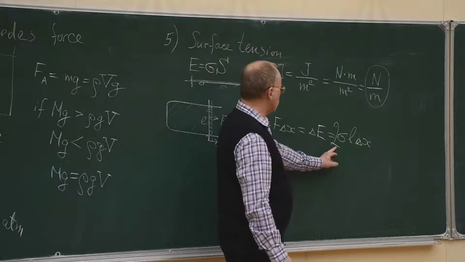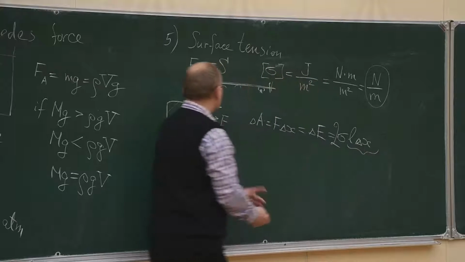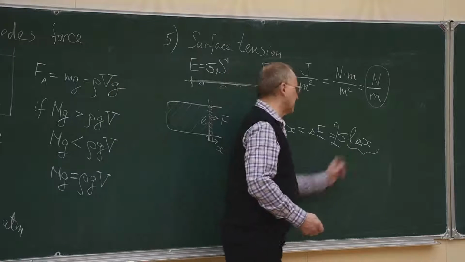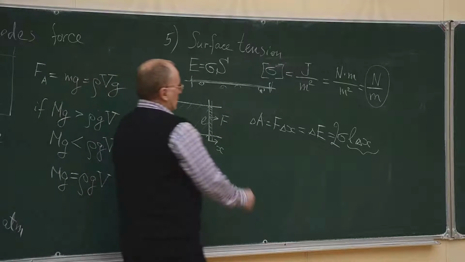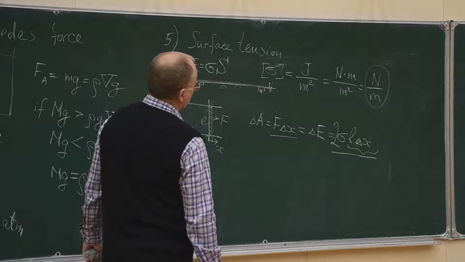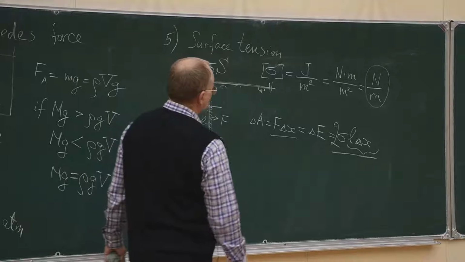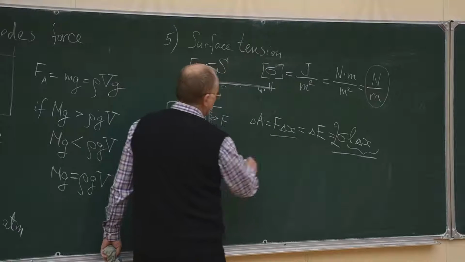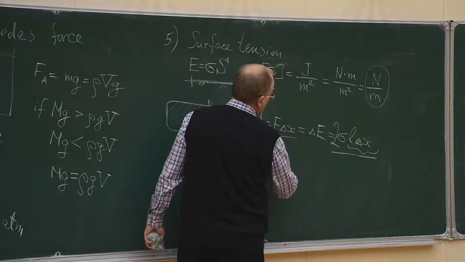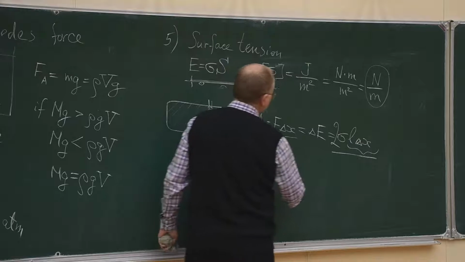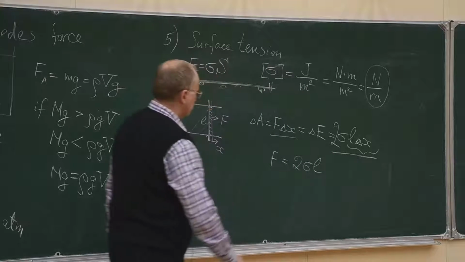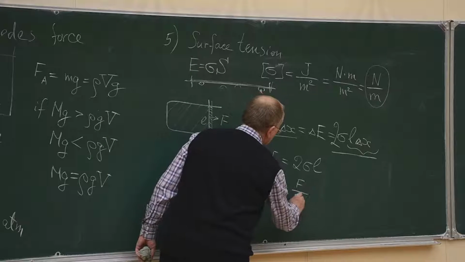So we have here 2, because actually the area of the surface is not merely L delta x. This is the area of one surface, but there is another surface from another side of it, and so the area is twice L delta x. Well, from this expression, we see that delta x will cancel, and sigma, and the force applied will be equal to 2 sigma L, and sigma will be equal to a force divided by 2L.